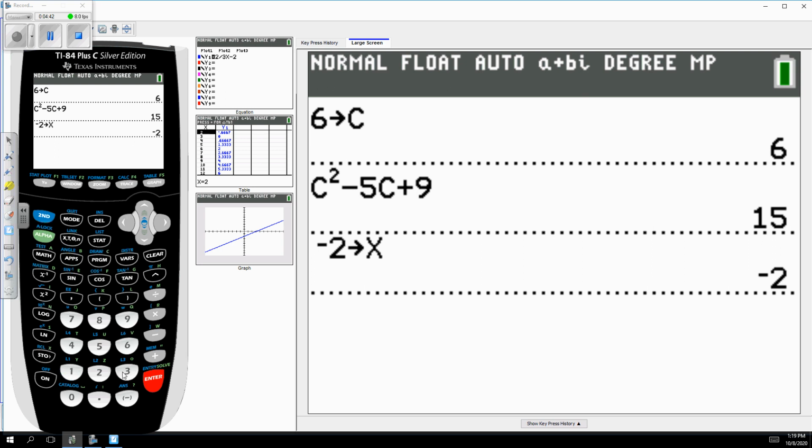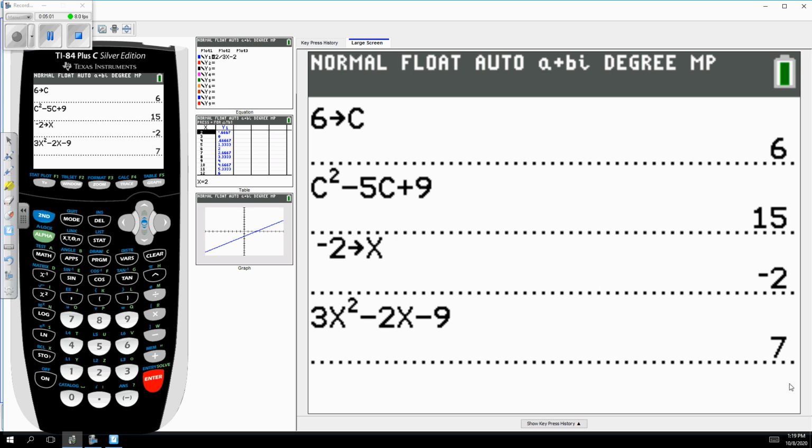That's particularly useful in f of x problems. So say you have f of x equals 3x squared minus 2x minus 9, and they want to know f of -2. Well, that means you replace x with -2, bada bing, it does it for you right away.